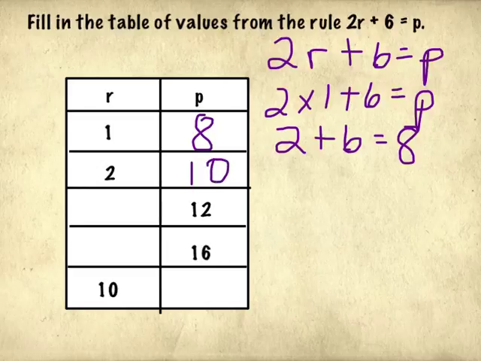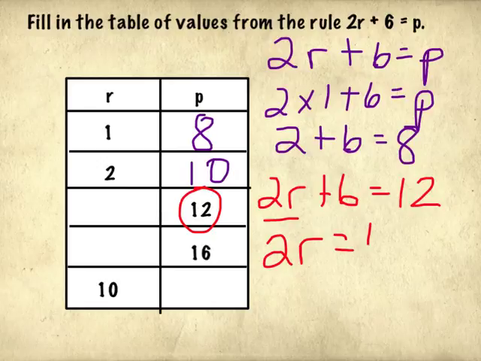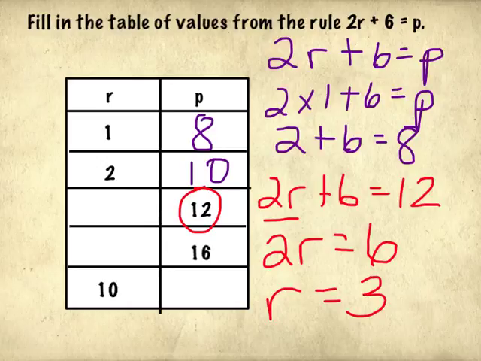Now I'm at one where I have 12 there in the p column, so I know that 2r plus 6 is going to equal p, which is 12. I know that whatever 2r is, if I add 6 to it, I'll get 12, which means that 2r must be 6, because 6 plus 6 is 12. So 6 divided by 2, r equals 3.